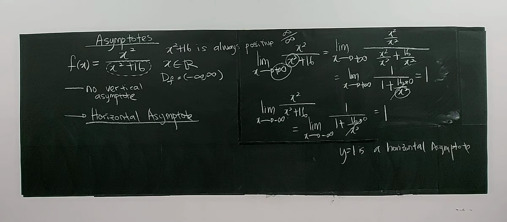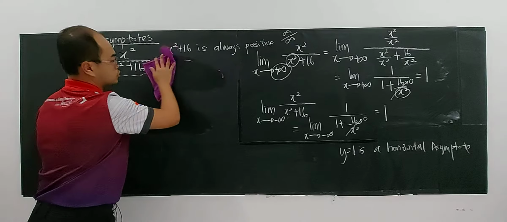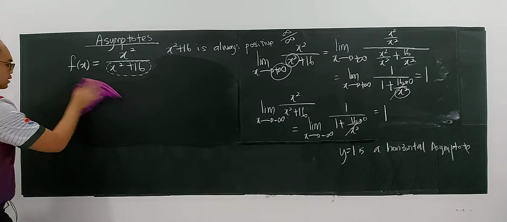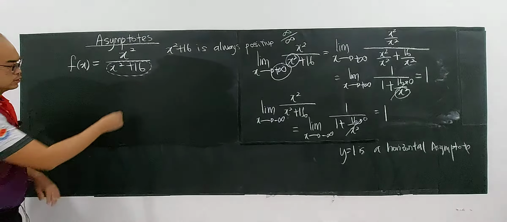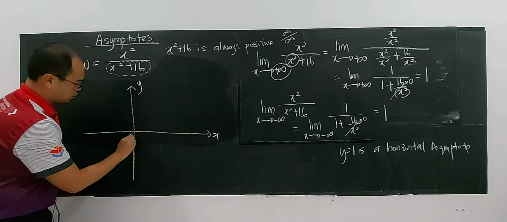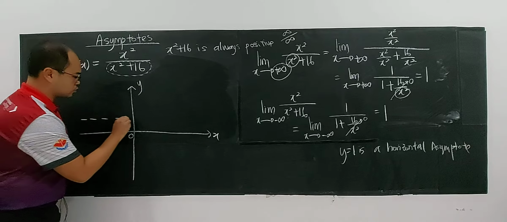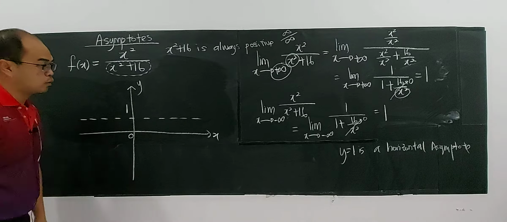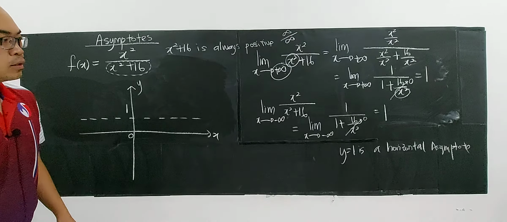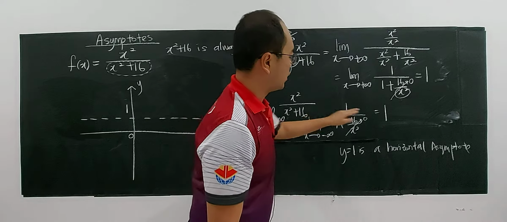So I'm going to show you the graph for this function. You know there are no vertical asymptotes, and there is a horizontal asymptote. Let's look at how the graph goes. Very simple, you can predict the graph. Sketch the graph with y and x axes. There is only one horizontal asymptote, y equals 1. As x approaches positive infinity and negative infinity, it approaches 1.